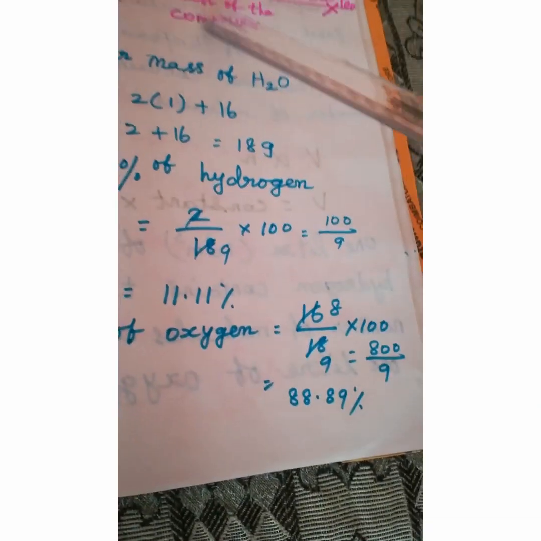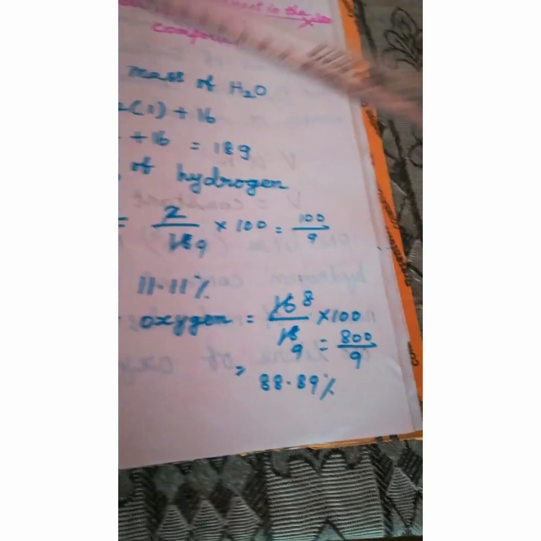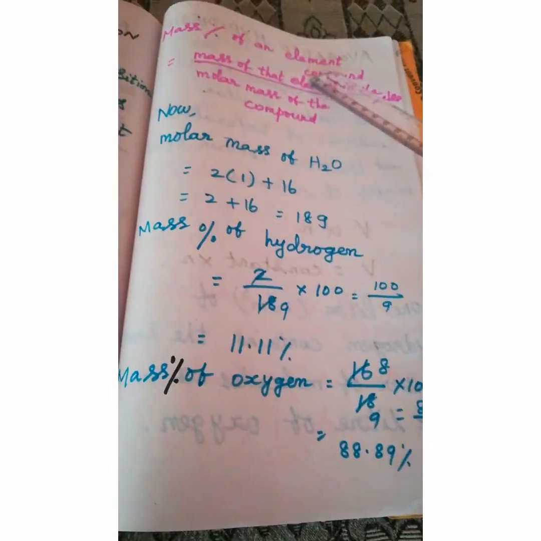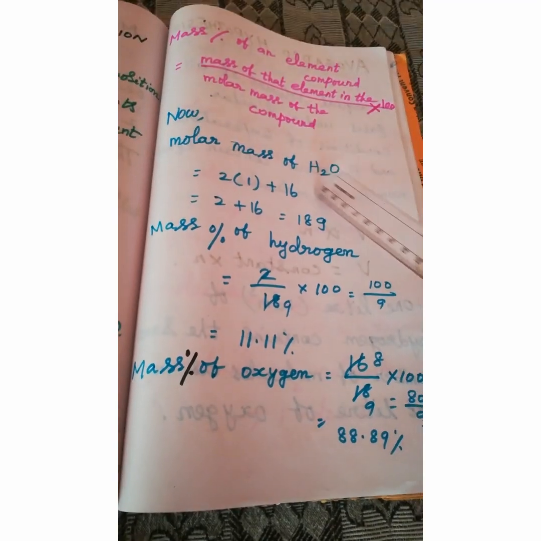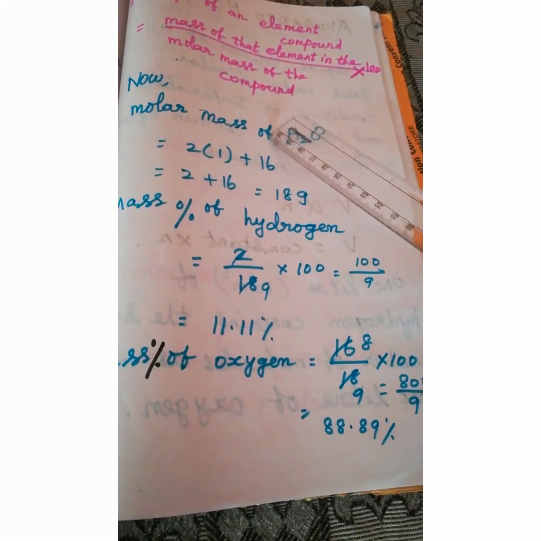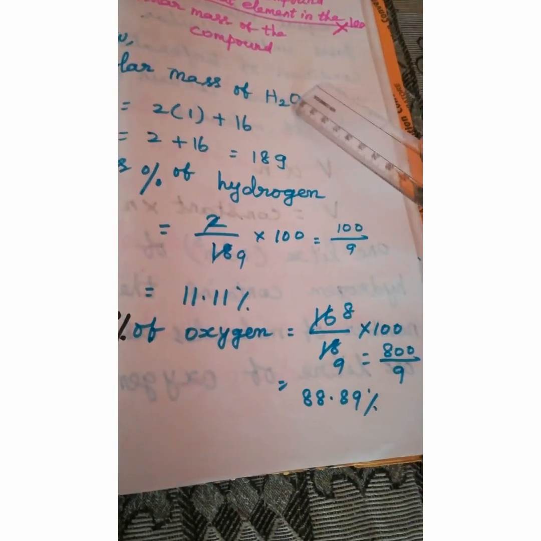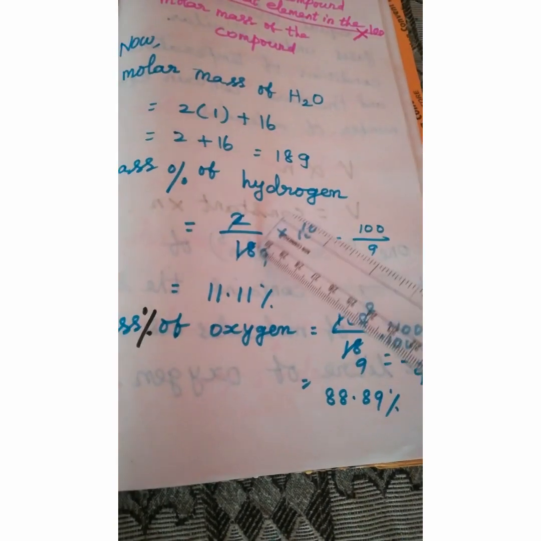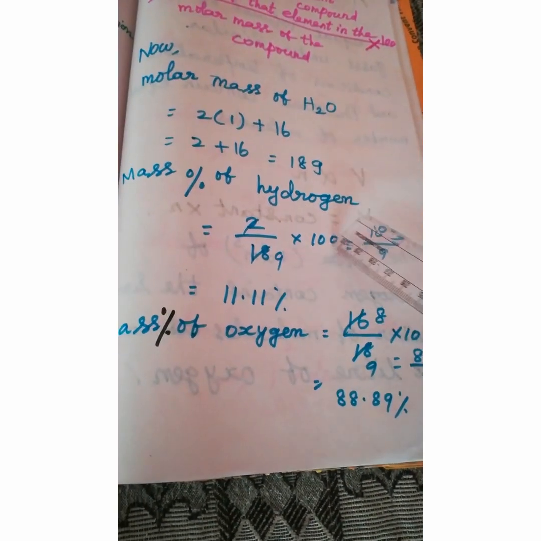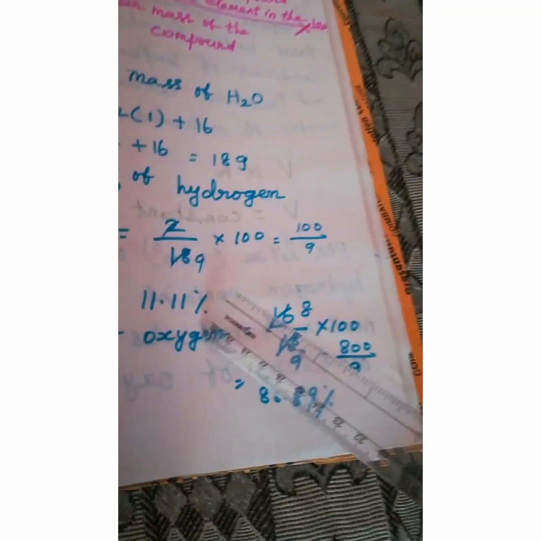Example, water. Molar mass of water 18 gram. Mass percentage of hydrogen: mass of hydrogen in the compound. How many mass of hydrogen in the compound? H2, 2 into 1, 2 mass of hydrogen is there. So 2 by molar mass of water 18, 2 by 18 into 100 equals 11.11 percentage.